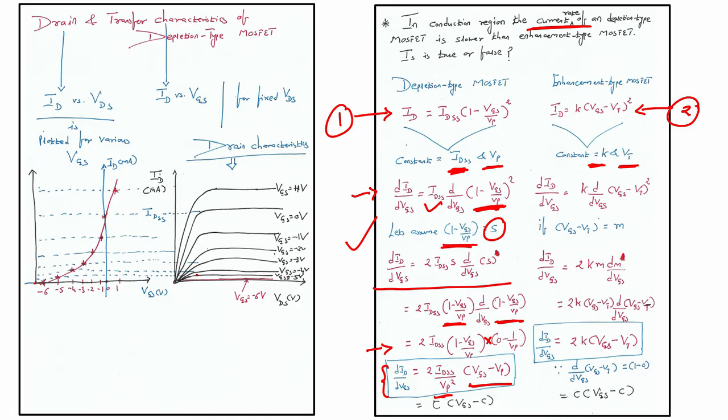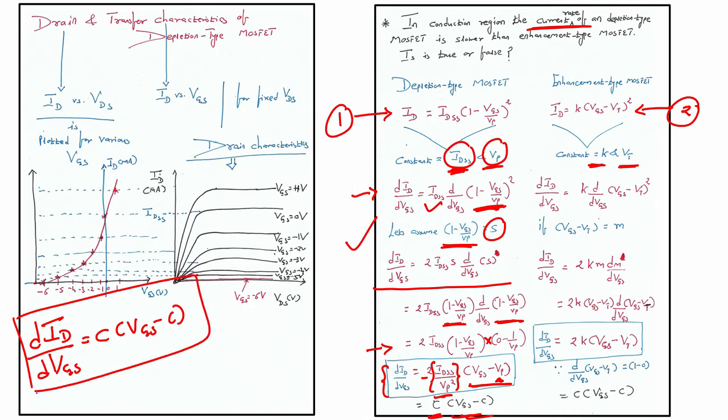Now, what is constant here? We know IDSS is constant and Vp is constant. So, let us put the constant value. 2 is constant, IDSS by Vp whole square will be constant, and VGS minus Vp is again constant. So, I will write C as a constant, VGS minus C, which is again a constant. So, my equation for the depletion MOSFET is C times (VGS minus C).